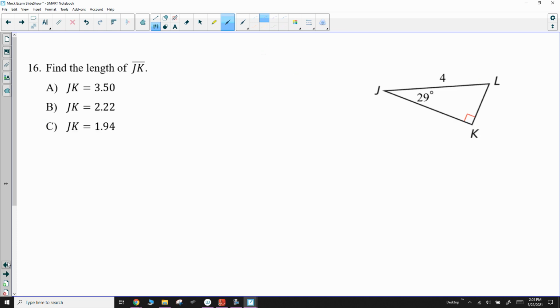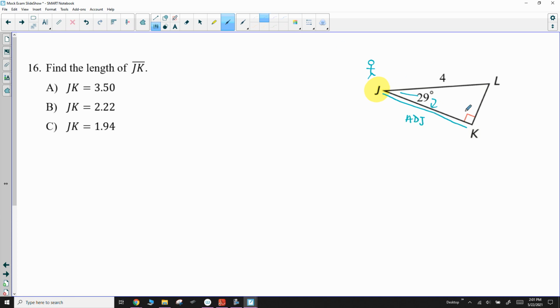All right. This one says find the length of JK. So when we are doing a problem where we know a side and an angle, or maybe we know 2 sides and we're trying to find an angle of a right triangle, then we're going to use trig. So first step is I'm going to look at the triangle from this perspective. So here I am considering the triangle while I'm standing here. And it wants to know the length of JK.